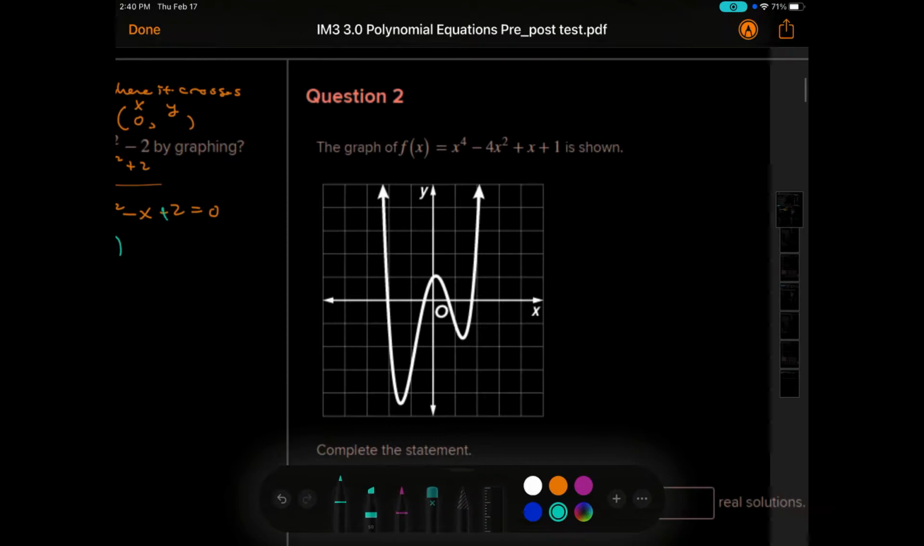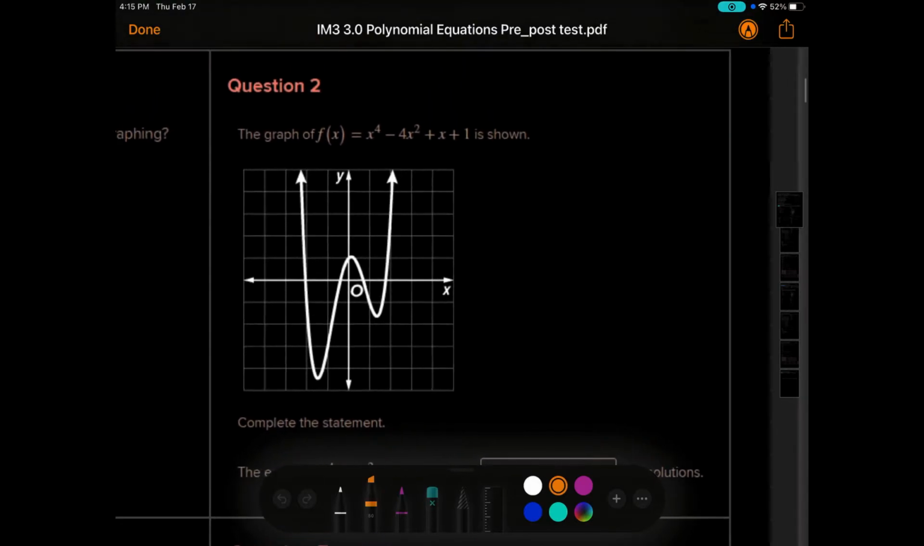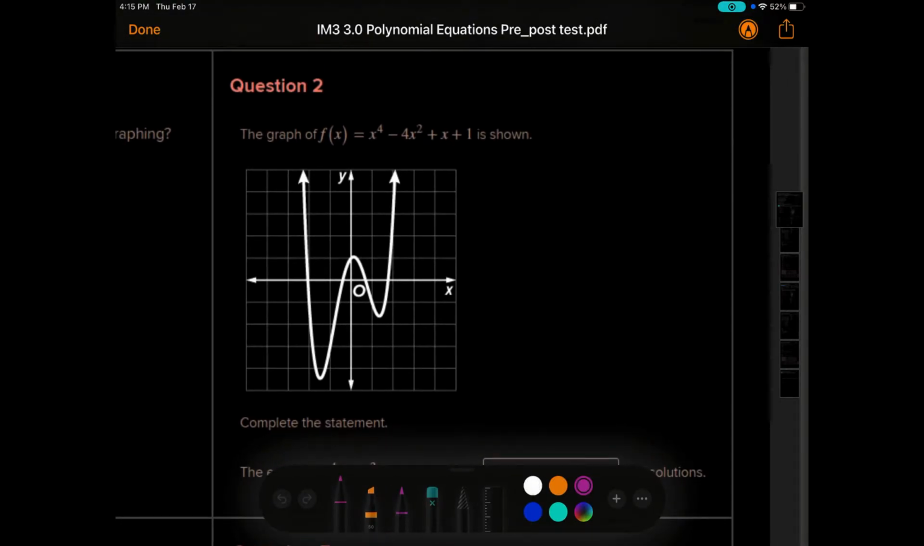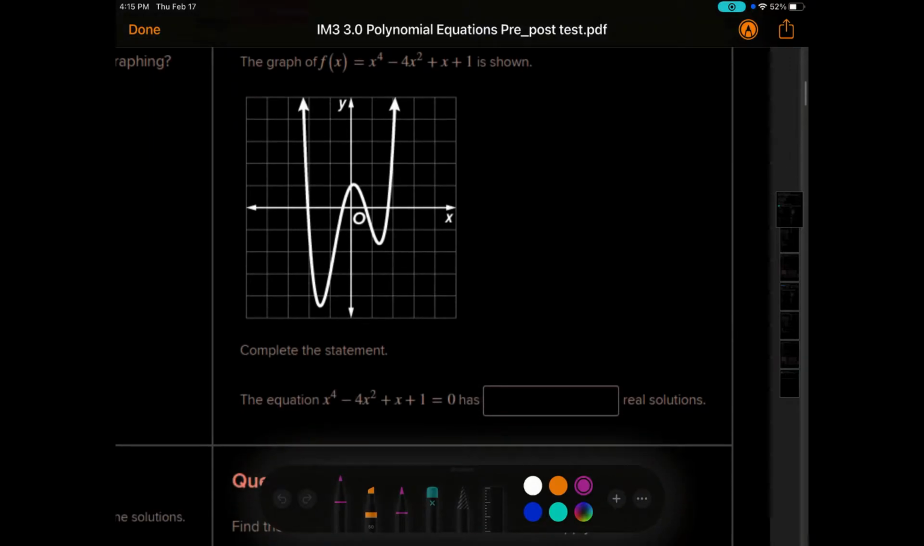Okay, question number 2. All right, let's go over question number 2. The graph of f of x is shown. Complete the statement. How many real zeros are there? The real zeros are going to be anything that crosses the x-axis. So you have 1, 2, 3, and 4. Now, it's not just the touch. It shoots through, like a tree through the land of x, from underneath the ground to above the ground. So in this case, we have 4 real solutions.